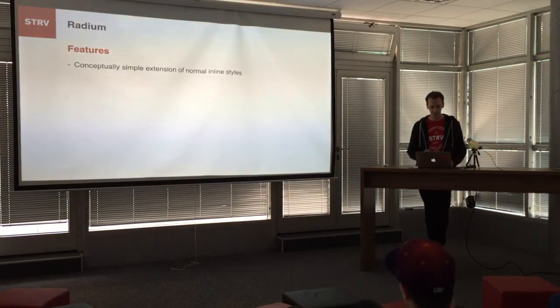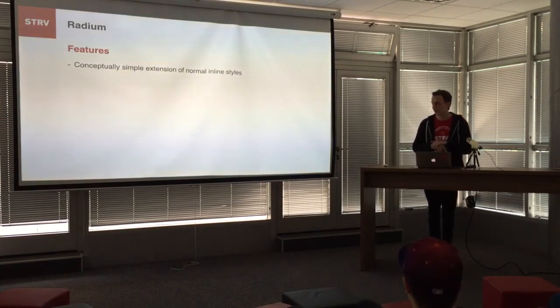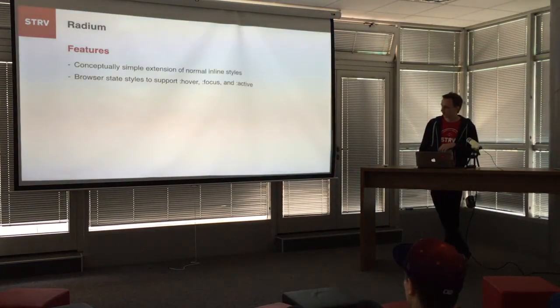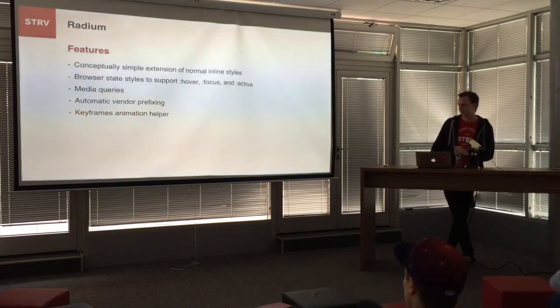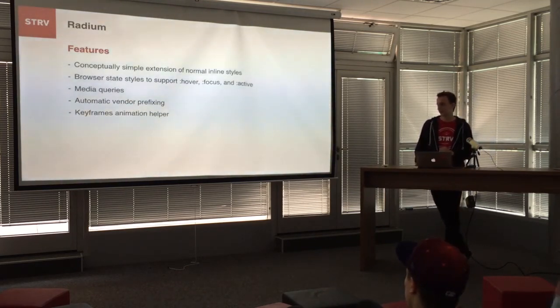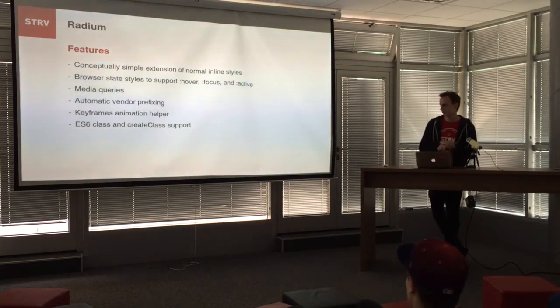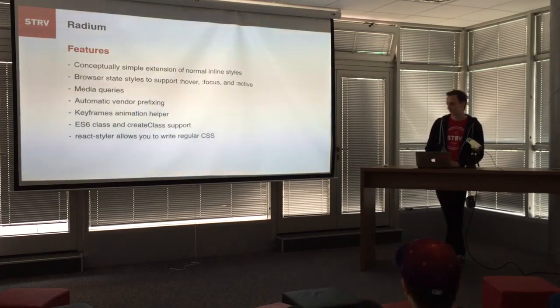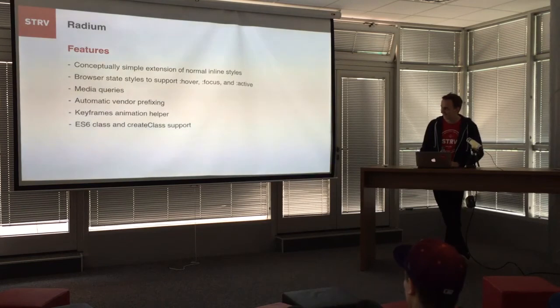So in React, it's quite smart to use Radium, which is a library for handling these cases. What are the advantages? It's a conceptually simple extension of normal inline styles. They are using the same syntax. So yeah, it handles hover, focus, active. It also handles media queries. It also handles automatic vendor prefixing. You can also do animations with keyframes using inline styles. It has support for ES6 classes and createClass, which means that you can use the decorator operator for your component. And also React Style allows you to write regular CSS if you would like to do that.